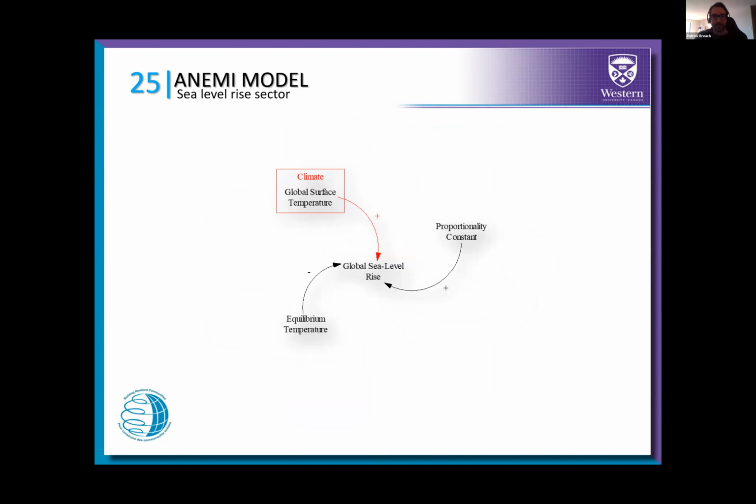Global sea level rise is represented in ANEMI, but it's captured very simplistically through a relationship with global surface temperature change as modeled in the climate sector. And the equation used is based on a previous study that demonstrated a highly significant correlation between global temperature changes and mean sea level rise. Although this sector is very simple, it's used to represent important impacts to global agriculture through reductions in arable land with climate change.